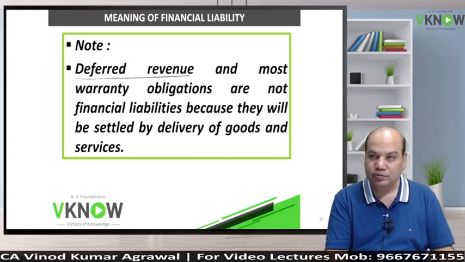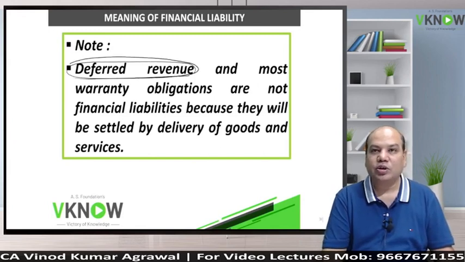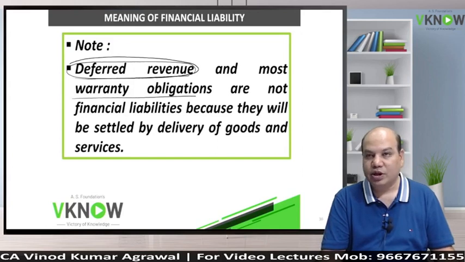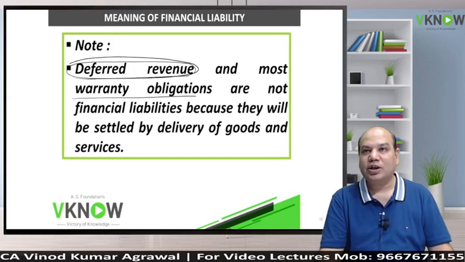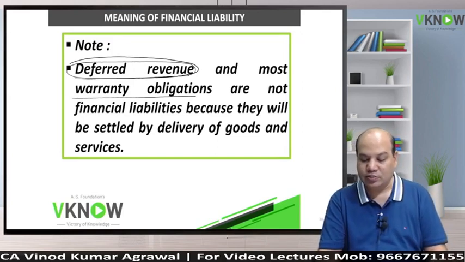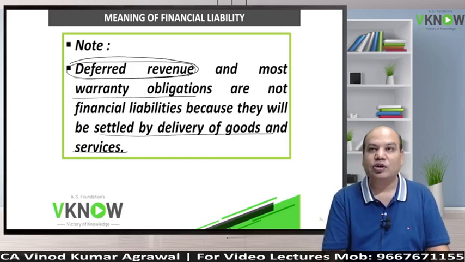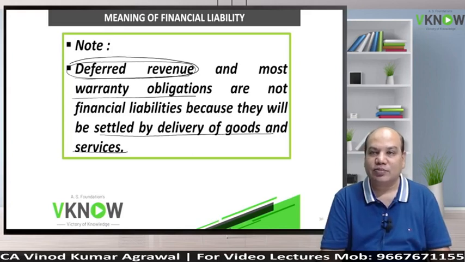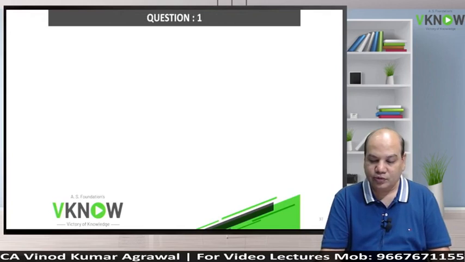What about deferred revenue? Deferred revenue means advance received from the customer. Will it be a financial liability? No, because the contractual obligation is to deliver goods. Advance received from customer, there is a contractual obligation to deliver goods. Warranty obligation, there is a contractual obligation but not to pay cash or other financial asset, but to provide rectification, repair, or replacement of damaged goods. So that is your promise to the customer, not a promise to pay cash. Hence, such items may be contractual obligations, but since they involve delivery of goods and services, not delivery of cash or financial asset, they are not financial liabilities. They are liabilities, but they are not financial liabilities. Therefore, they will be outside the scope of this standard.